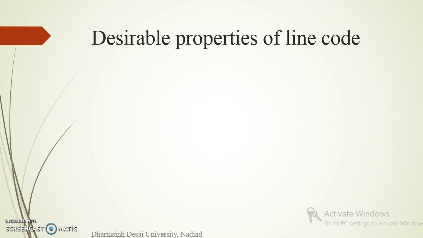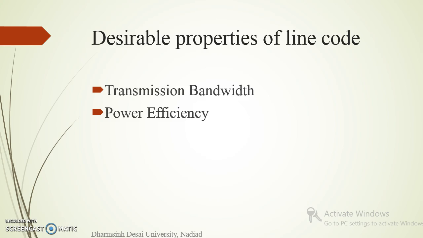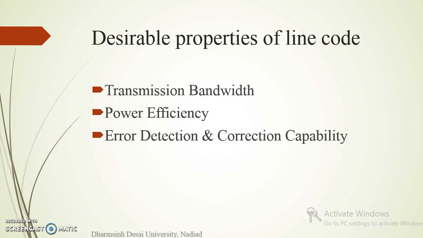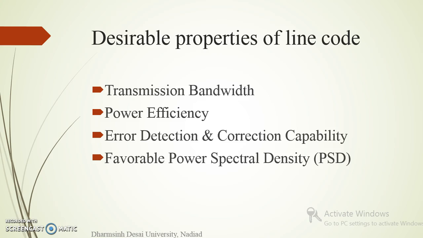And finally, some desirable properties of the line code. First is transmission bandwidth. As all of you know, it is a scarce quantity, so it should be as small as possible. Such a line code you should choose. Power efficient: small amount of power required for the same probability and same bandwidth. The line code should have error detection and correction capability. Out of these three, we have seen that the bipolar has error detection and correction capability, but it is not power efficient. It should have a favorable power spectral density, which we will study in more detail.